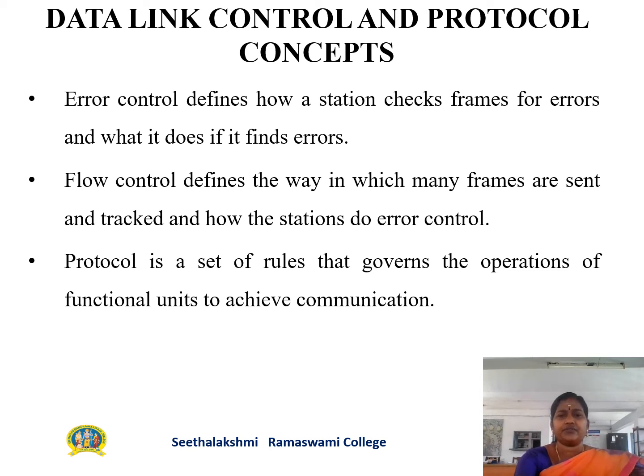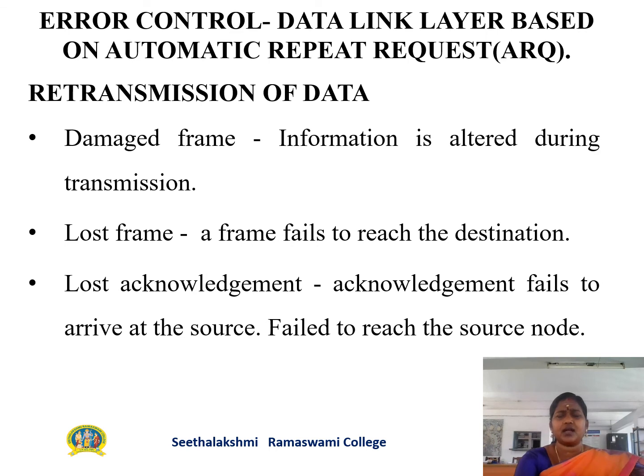Flow control defines the way in which many frames are sent and tracked and how the stations do error control. The meaning of protocol is the set of rules that governs the operation of functional units to achieve communication. Error control in the data link layer is based on automatic repeat request.